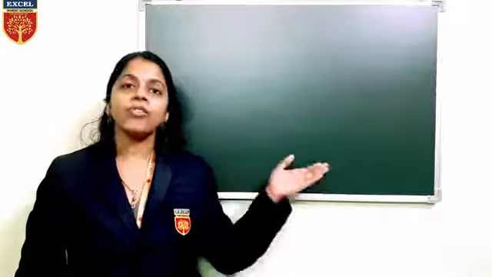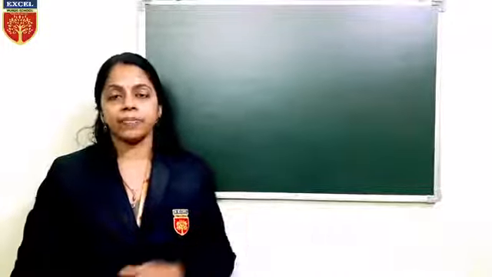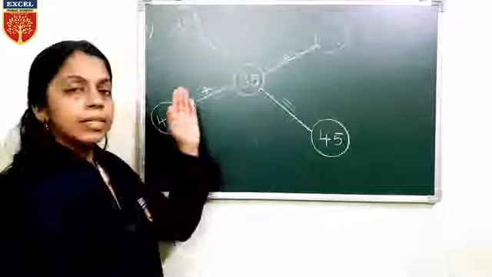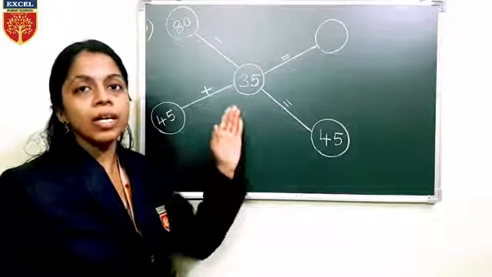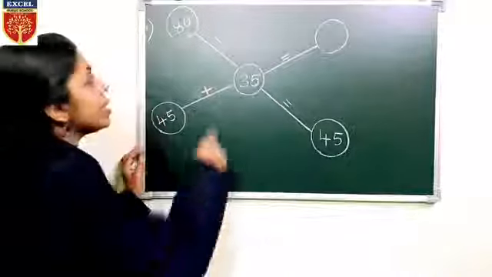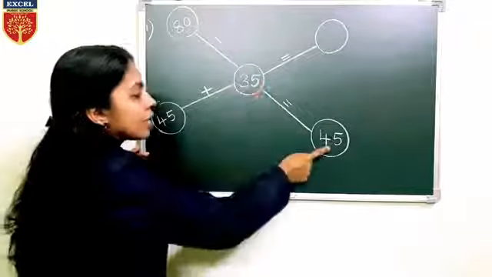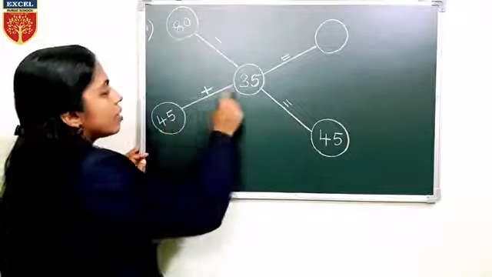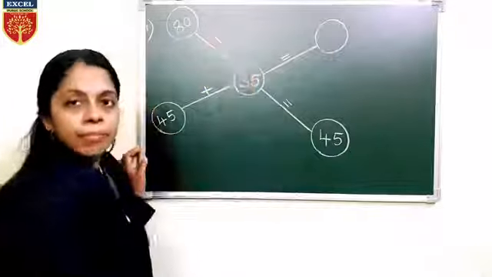Next one also find the missing numbers, but in another way. Let's see the first example. Here some numbers are missing. How to find those missing numbers? Here 80 is given, 35 is given, 45 is given. And this side 45, 35. But this number is missing.